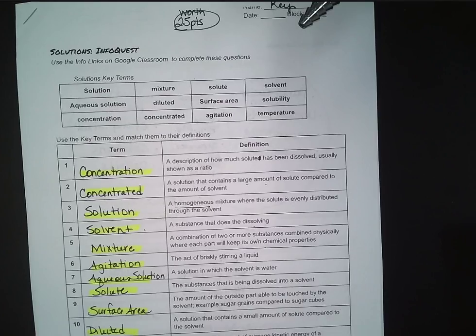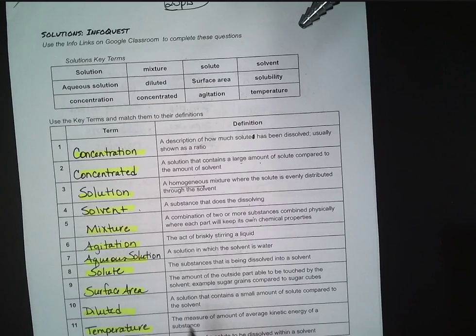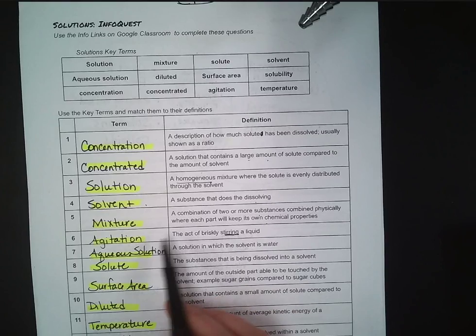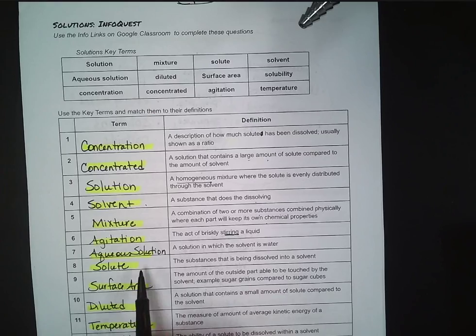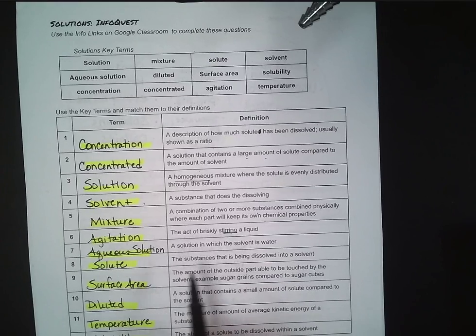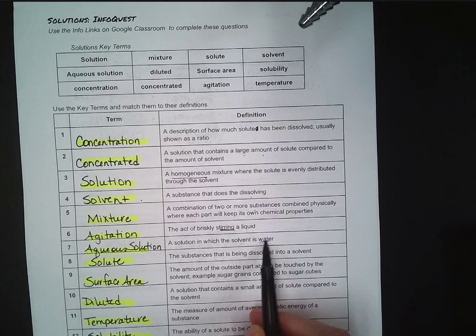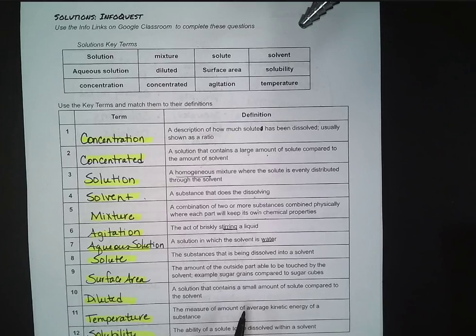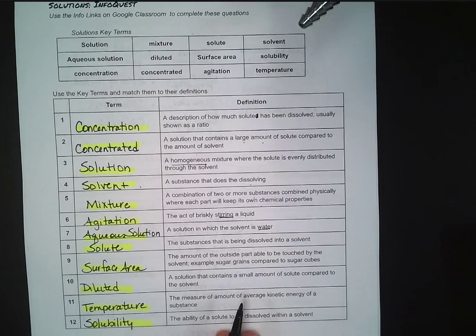Agitation, we talked about this. This is stirring. Agitation is the same thing as stirring. So when we stirred the liquid, we noticed that it dissolved a little bit faster than it normally would if you stir a solution, agitate it. An aqueous solution is a solution where the solvent is water. A lot of times we have an aqueous solution. You don't have to have water necessarily, but if it is water as your solvent, you have an aqueous solution.